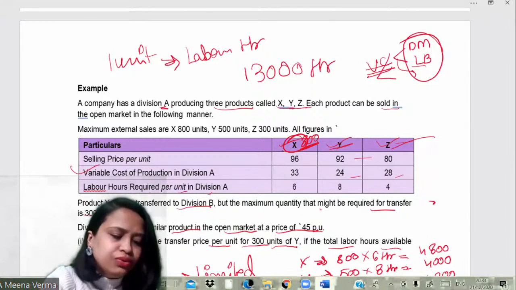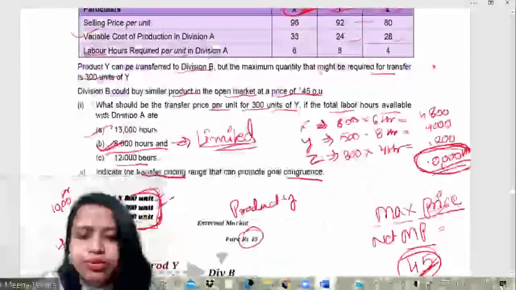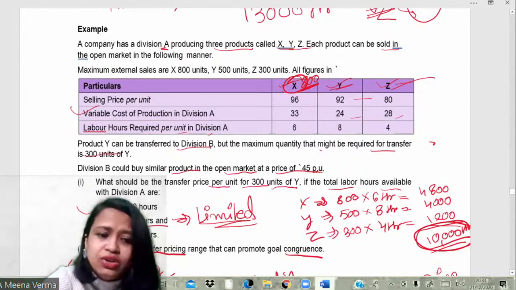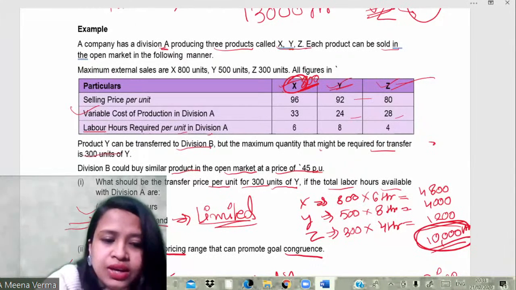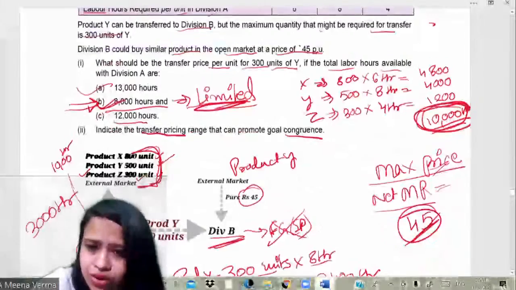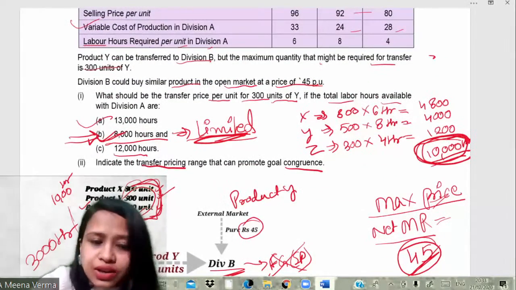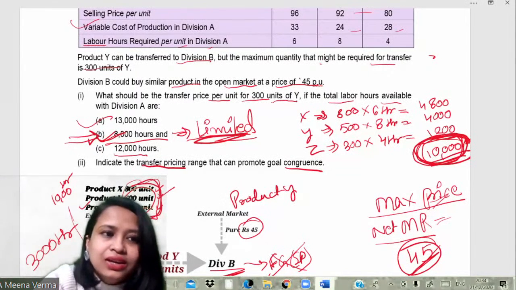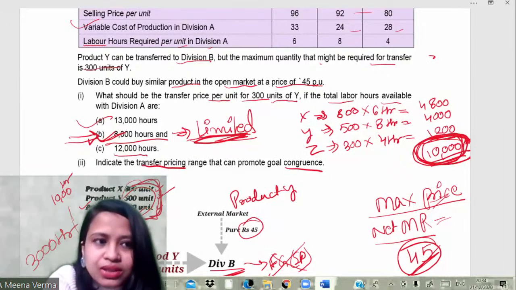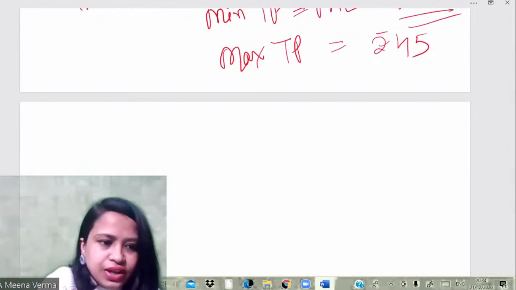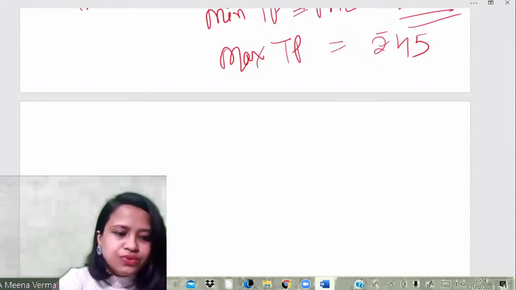Okay, so what will we do? We will try to find the contribution. Why are we trying to find the contribution per hour? Why will we do the ranking and all? Because in case B, the resources are limited. You want to produce a maximum of 10,000 units required in the external market, and for that you need 10,000 hours. But your resources are limited to 8,000 hours. So you need to do the calculation and the ranking. Now let me do this for you.